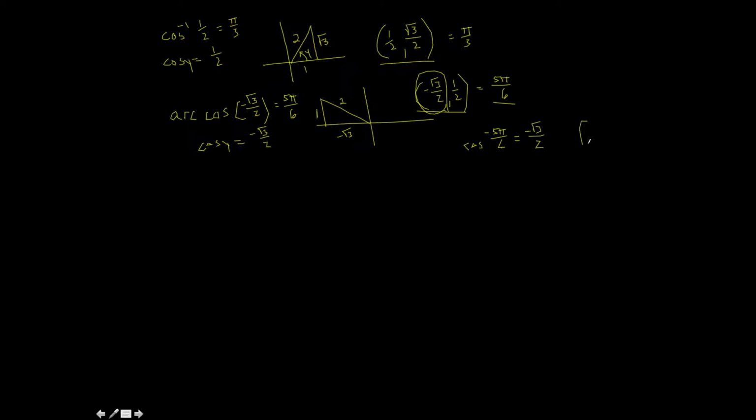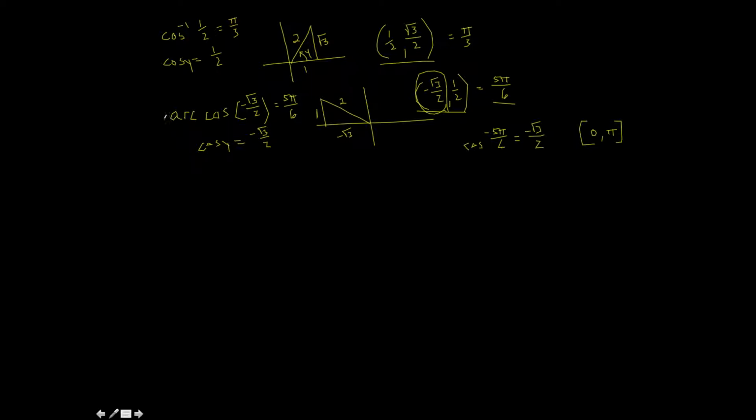Well, think of what your domain is. Your restricted domain is this right here. Negative 5 pi over 6 does not fall in that restricted domain. But like I said, you don't have to deal with that if you use your reference triangle to get your point, just like we did here. Use your reference triangle to get the point. Use the point to relate back to the angle. That's going to be an easy way for you to get it.